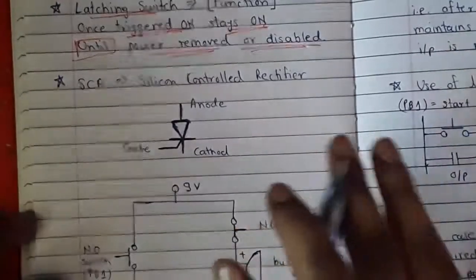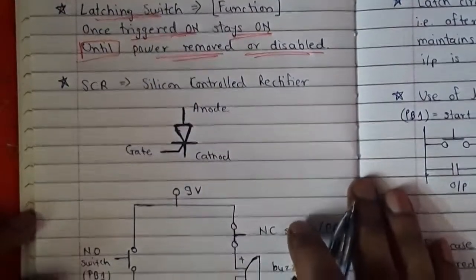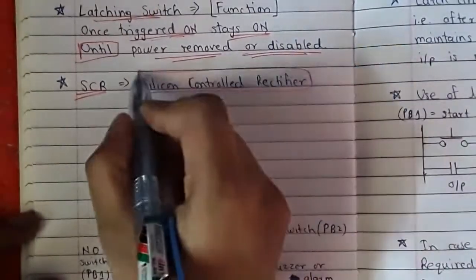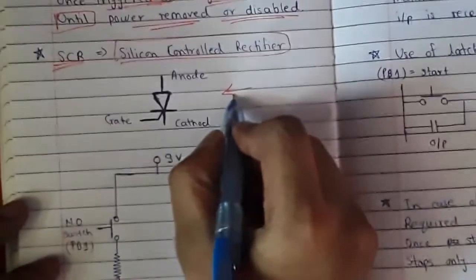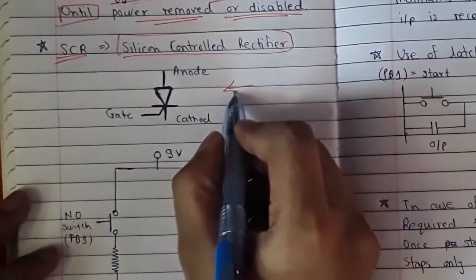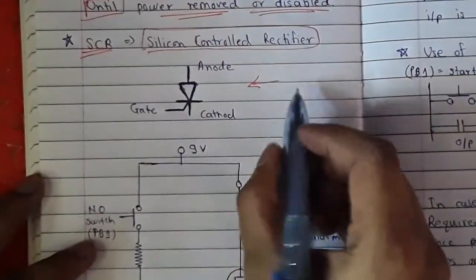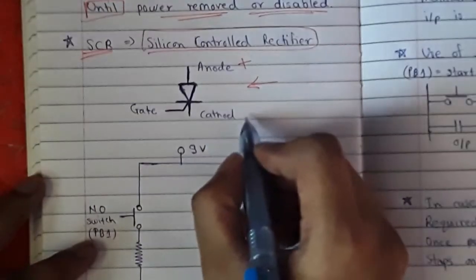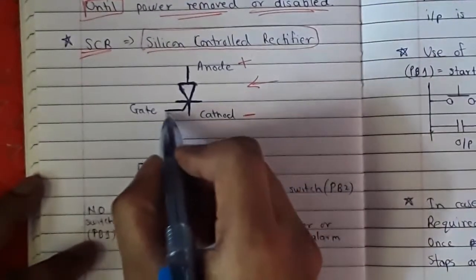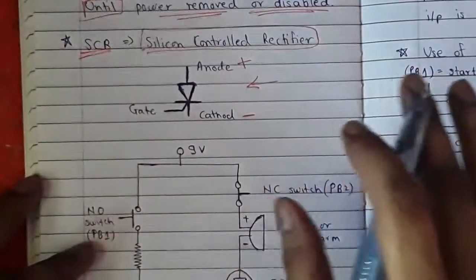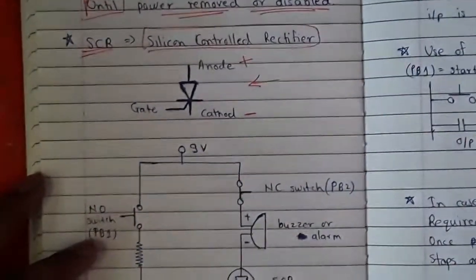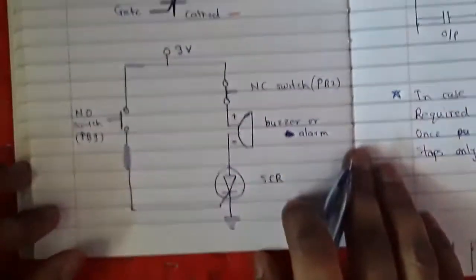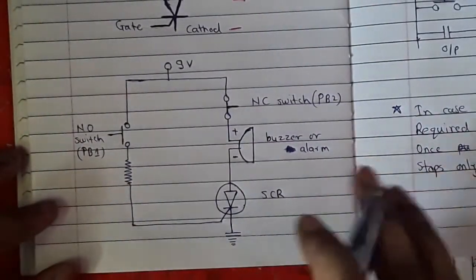Here friends, most commonly used latching switch is SCR, that is silicon controlled rectifier. This is the symbol of the silicon controlled rectifier, that is SCR. This is anode, which is positive, this is cathode, which is negative, and this is the gate. It is a 3-terminal switch. Here friends, this is the example which we are going to take.